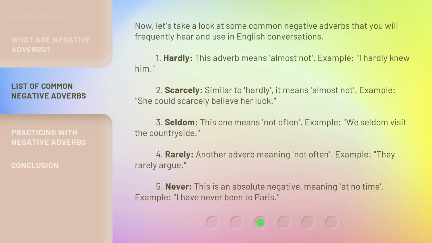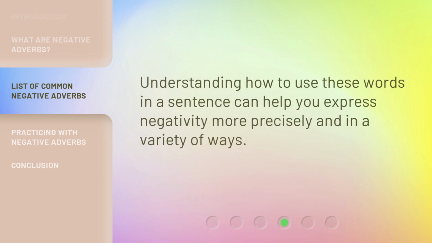4. Rarely. Another adverb meaning not often. Example: They rarely argue. 5. Never. This is an absolute negative, meaning at no time. Example: I have never been to Paris. Understanding how to use these words in a sentence can help you express negativity more precisely and in a variety of ways.